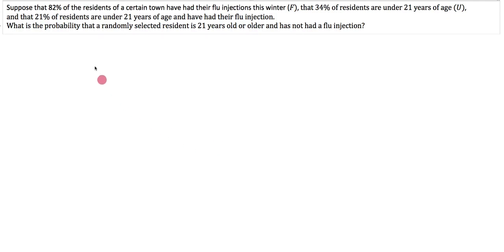All right, so we are answering this probability question. Let's give it a read. It says, suppose that 82% of residents of a certain town have had their flu injection this winter, and we're representing those who have had their flu injection with the letter F.